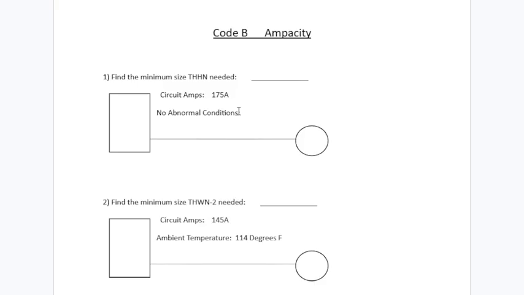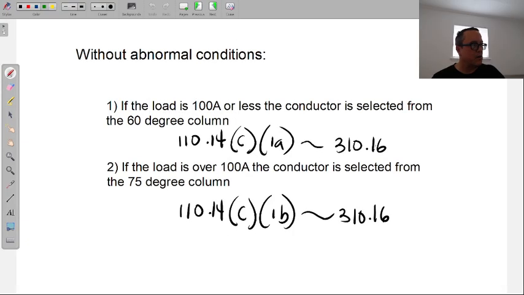You might be tempted to go into the 75-degree column right now because you're seeing 175 and you're seeing no abnormal conditions. And wait a minute, Mr. Perez, you said if no abnormal conditions, I use the thing that we already went over to look at. No abnormal conditions, I go 75-degree column.